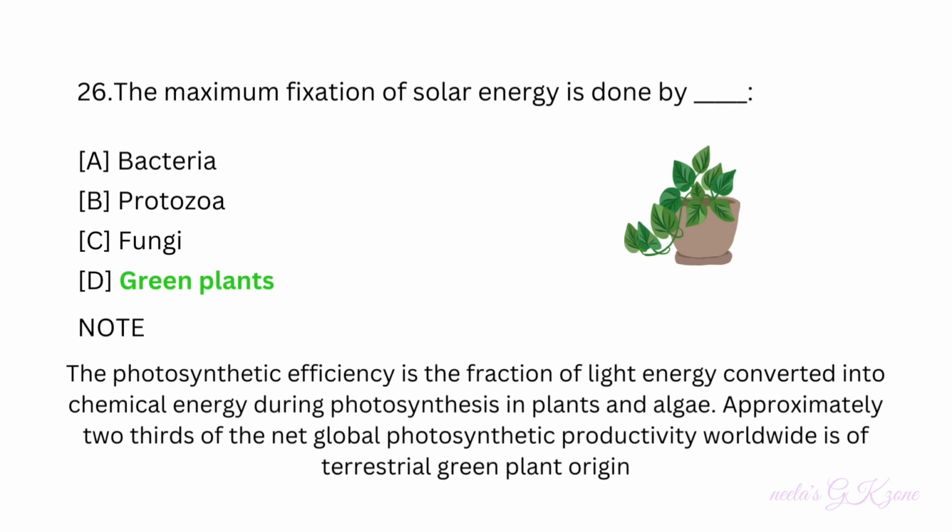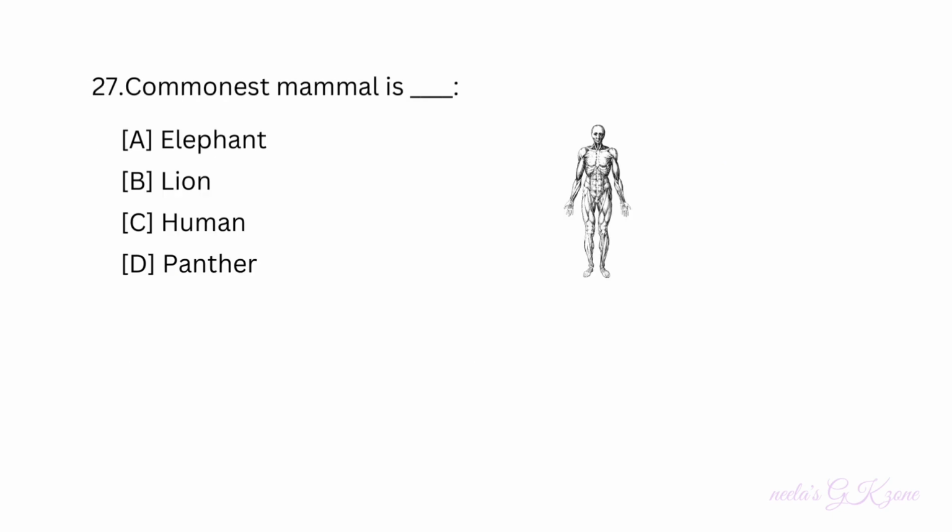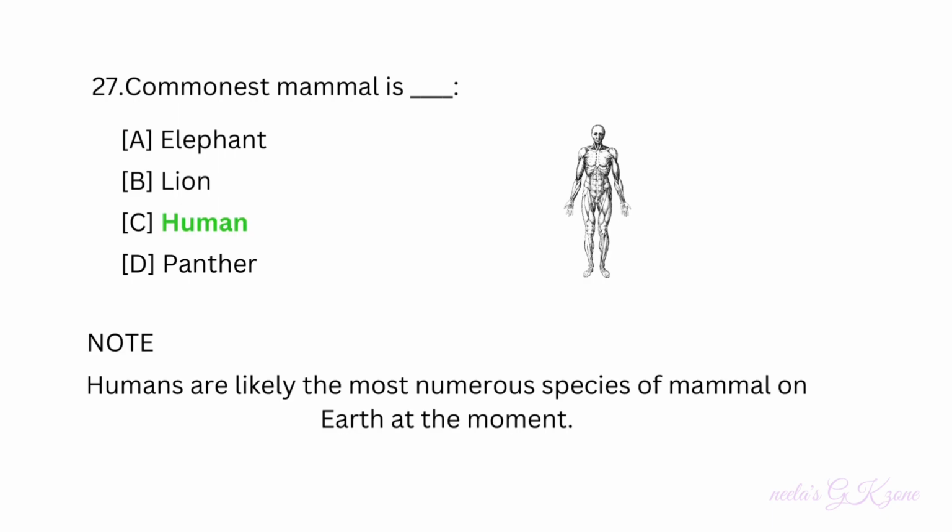And the next question. Commonest mammal is, options are elephant, lion, human, panther. And the answer is human. Humans are likely the most numerous species of mammal on the earth at the moment.